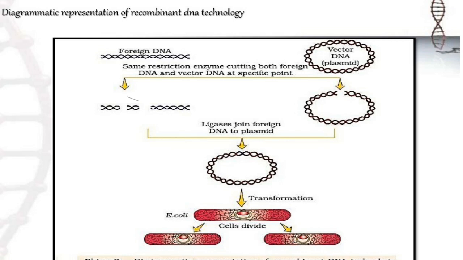Diagrammatic representation of recombinant DNA technology. Foreign DNA: the same restriction enzyme cuts both the foreign DNA and the vector DNA at a specific point, and ligase joins the foreign DNA to the plasmid. Then the plasmid is transferred into the host bacterial cell, that is E. coli.